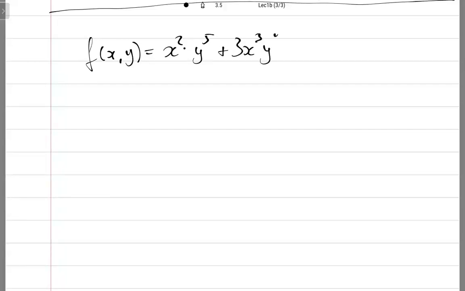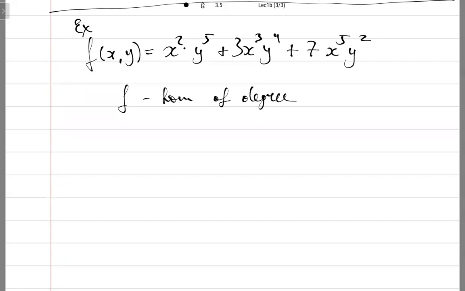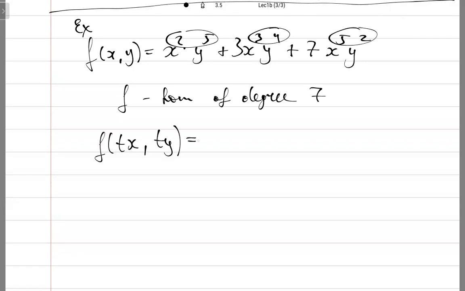Maybe less obvious examples: you have obviously a polynomial when each term has the same degree. So if you have something like f of x and y that is x squared times y to the power 5 plus x to the power 3 times y to the power 4 plus x to the power 5 times y squared, this function is homogeneous of degree 7. This is 7, that is 7, that is 7. If you multiply, f of tx, ty, you will get t to the power 7 times the original function.